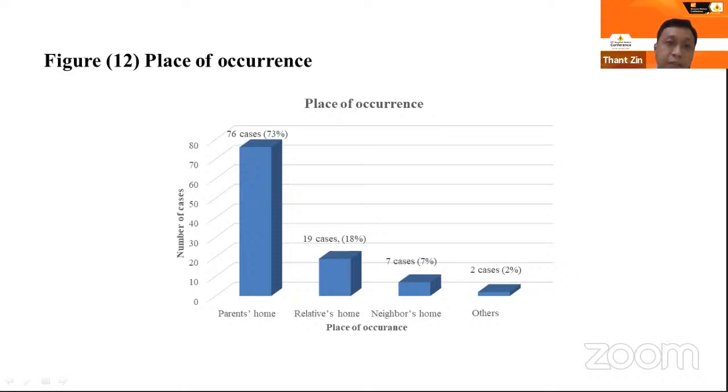Regarding the place of occurrence, most of the cases occurred in the parents' home, representing 73%. The second most common place is the relatives' homes, representing 18%. In neighbors' homes, it's only 7%. In other areas, it's only 2%.